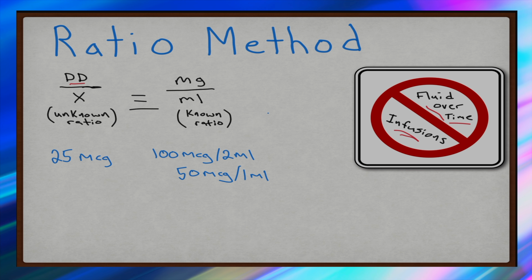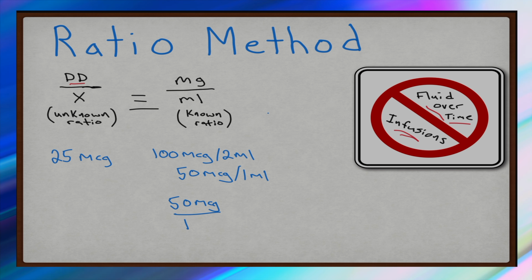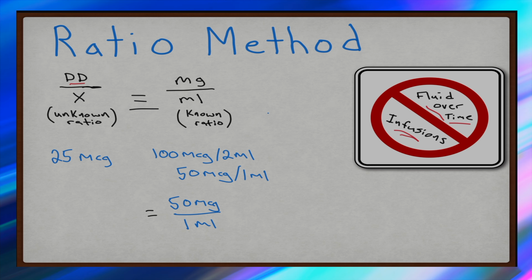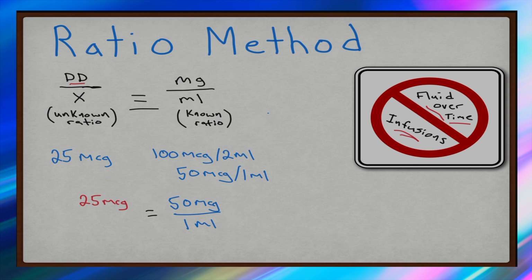My known ratio in this case is 50 micrograms over 1 milliliter. And that equals my desired dose, which in this case is 25 micrograms over X that I need to solve for.